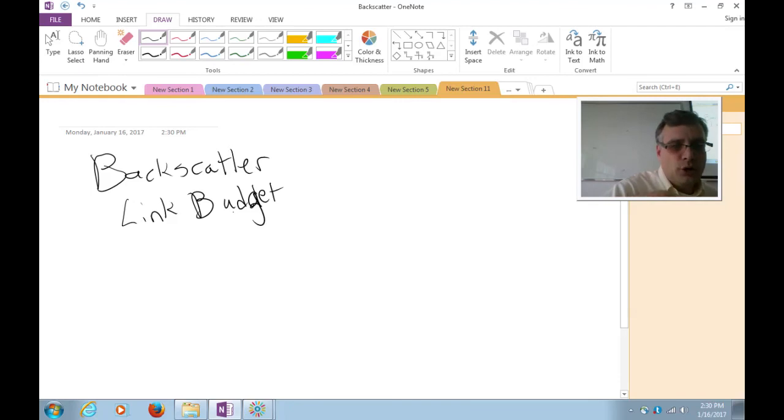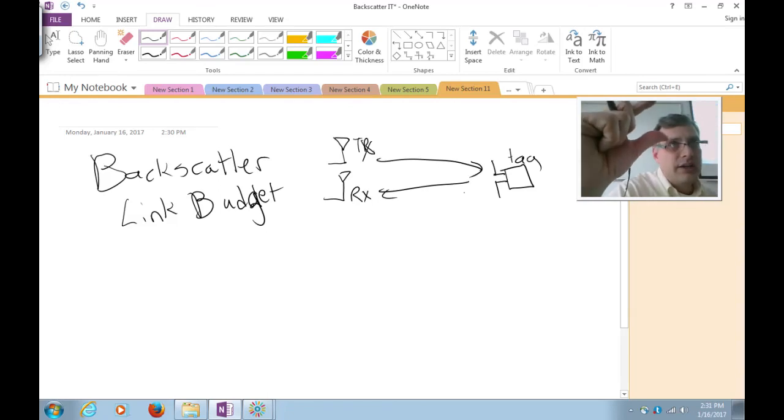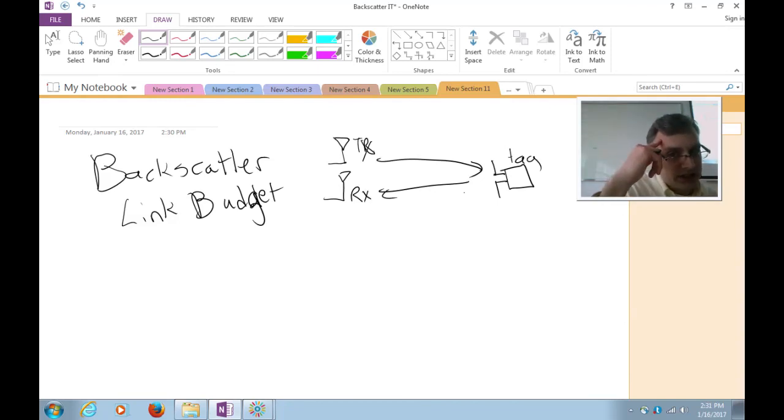So in this scenario, what we do, say transmitter, receiver, separated by, instead of an object, let's replace that object with a tag that has load modulation. This is an antenna and some tag that switches back and forth between two different electrical loads.